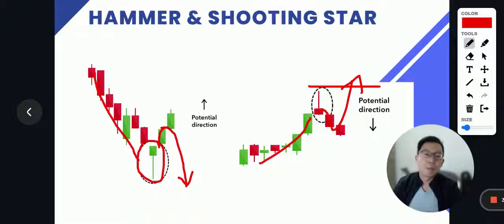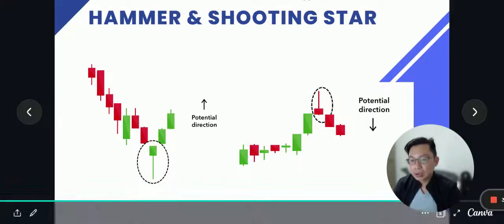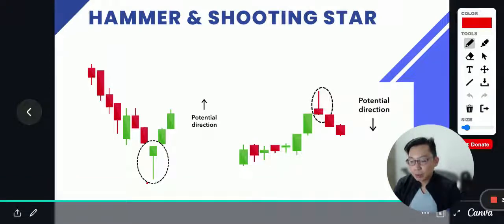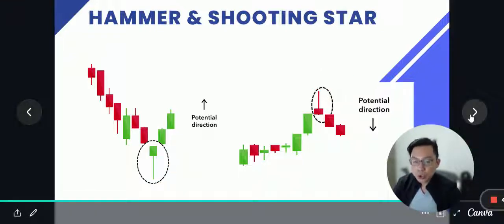A lot of the time, most retail traders will place their stop just beyond the low and the high. For the hammer, they'll just place it below the low over here. This is their stop loss. And for the shooting star, they'll place it just above the high over here for their stop loss. So what should you do?